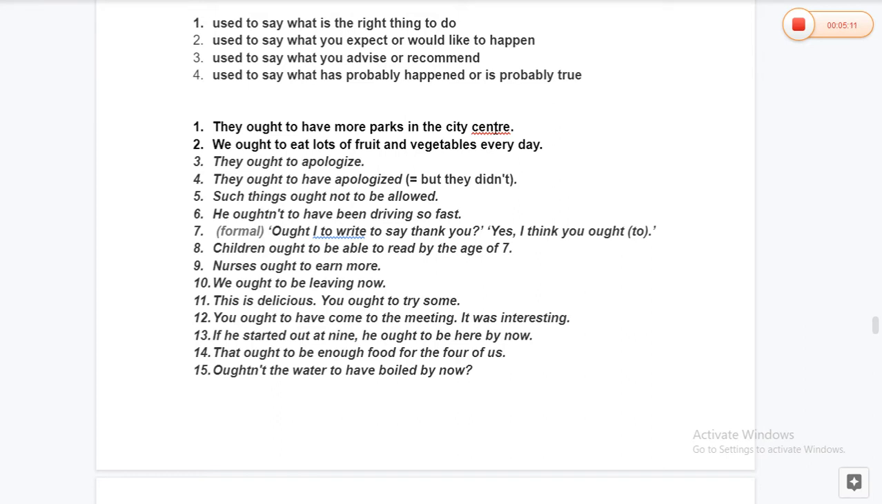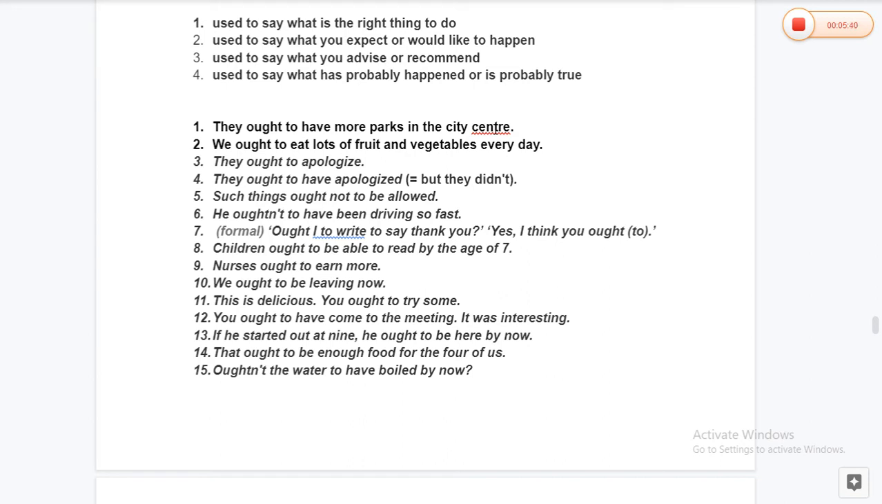Okay, here are some examples, you can look at them. They ought to have more parks in the city center. You can rewrite the sentence by using: they should have more parks in the city center. So each and every sentence here you can write it with should. They ought to eat lots of fruits and vegetables every day.